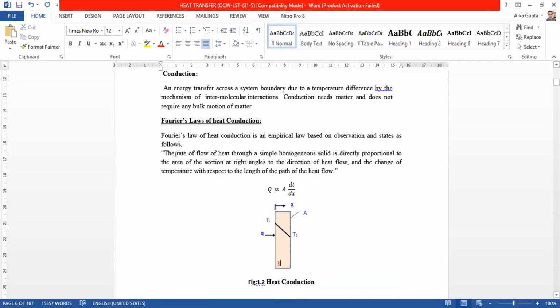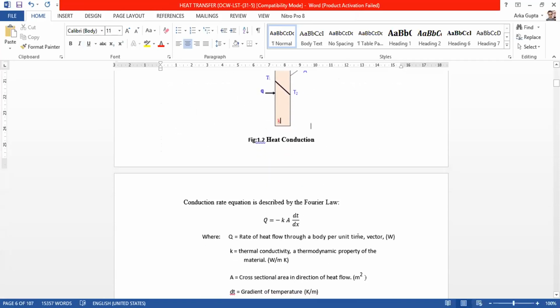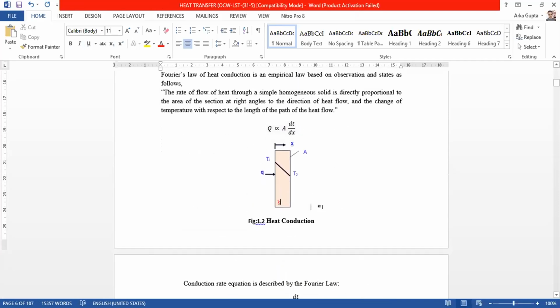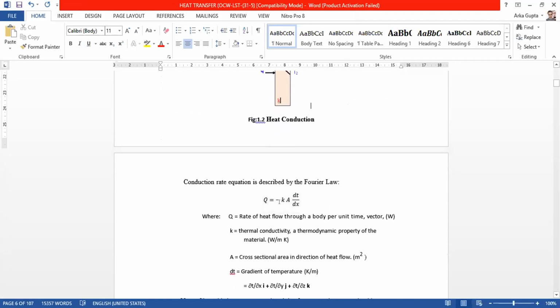Now, firstly, we have to know Fourier's law of heat conduction. The rate of heat flow through a simple homogeneous solid is directly proportional to the area of the section at right angles, let us say A, to the direction of heat flow, and to the change in temperature. Let us say at the hotter end it is T1 and at the cold end T2. The change in temperature is T1 minus T2 with respect to the length, in the x direction. So Q is directly proportional to A dT/dx. The proportionality constant is added, that is K.